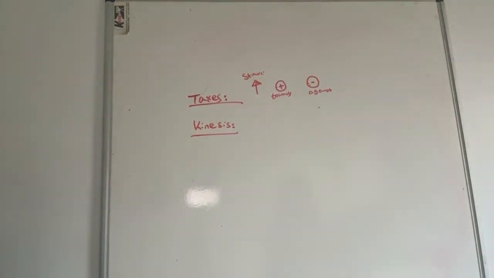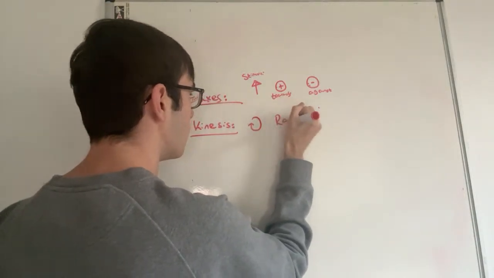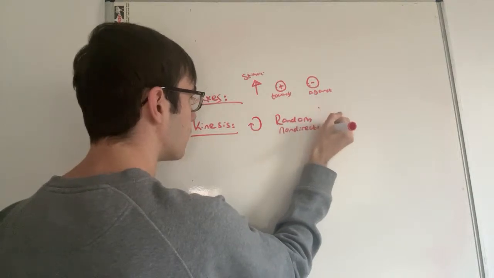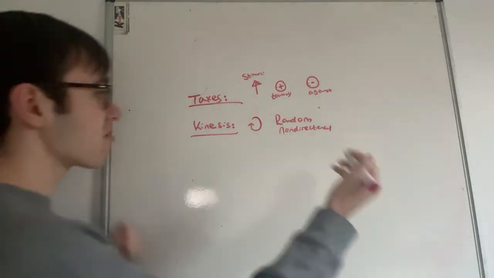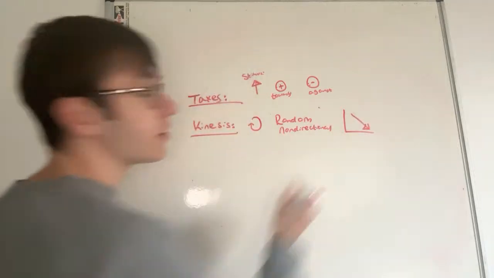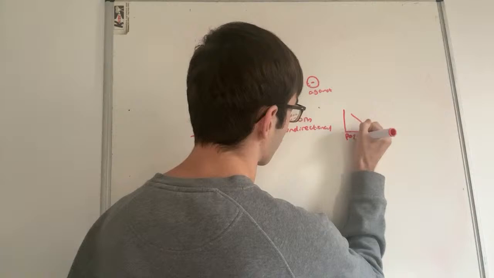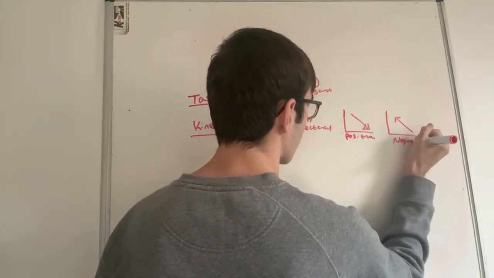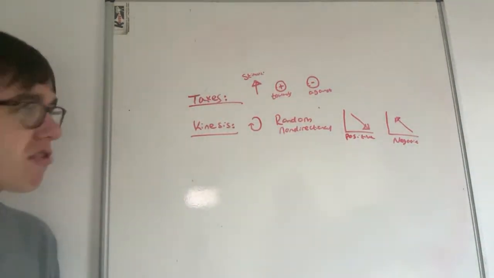Definition number two, for kinesis, it's random non-directional movement. Random non-directional movements in response to a stimulus. And this is usually a gradient. So it moves along the gradient if it's positive. So there you go. That is literally the two definitions for the subject.